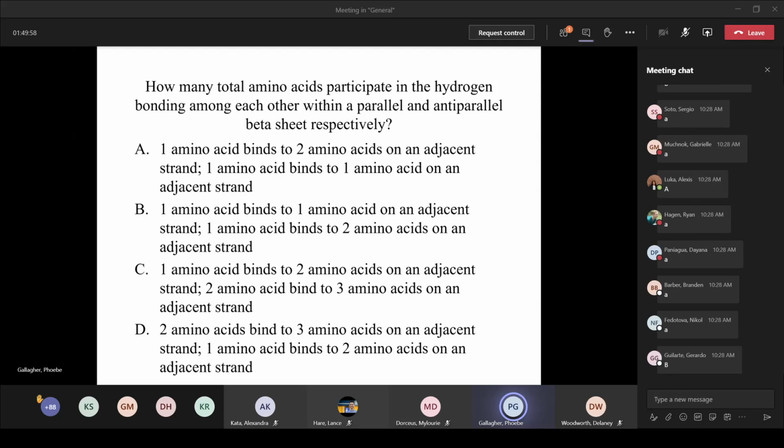Okay, I'm seeing a mixed kind of thing. So the answer is A. It is a little confusing because I did word it weird, but with parallel, one amino acid is going to attach through hydrogen bonds to 2 different amino acids on the adjacent strand, whereas with the anti-parallel, it's going to be a 1-to-1. Hopefully that makes sense.